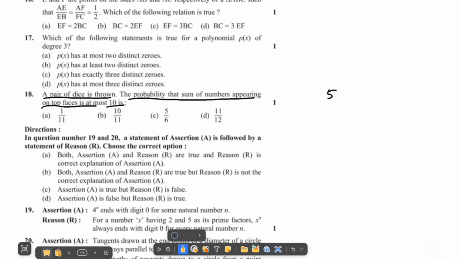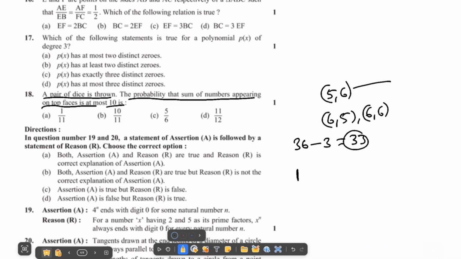(5,6) is the first outcome whose sum, 11, exceeds 10. Next, (6,5) is the second one, and (6,6) is the third one. So these are the only three outcomes whose sum is greater than 10. That means the remaining are all the outcomes which will give a sum of at most 10. Out of 36, three are not favorable, so the remaining 33 are favorable outcomes.